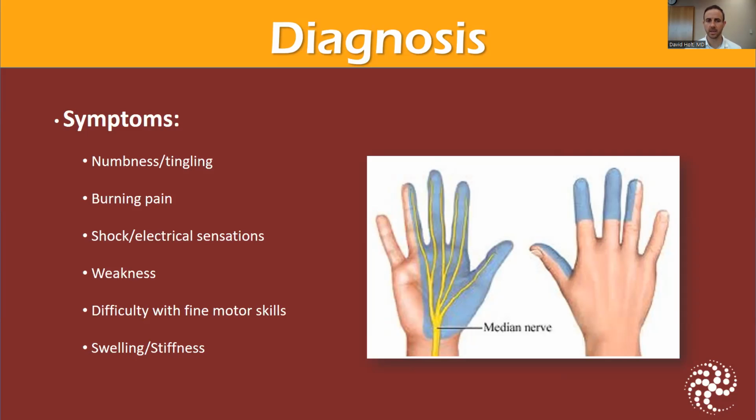As it progresses, or in people that have had it for a long time, they will develop some weakness. This nerve does primarily sensation once it gets to the palm, the median nerve, but it also innervates some of the small muscles, especially in our thumb. And so people can start to develop some weakness with severe or chronic carpal tunnel syndrome. Similar to that, they start to get difficulty with fine motor skills. Some of that can be the numbness, the sensation. Some of that can be the muscles, if they're not as active as normal. A lot of people also get some swelling and stiffness, especially at night and in the morning.